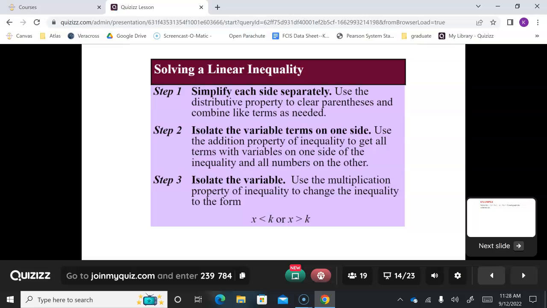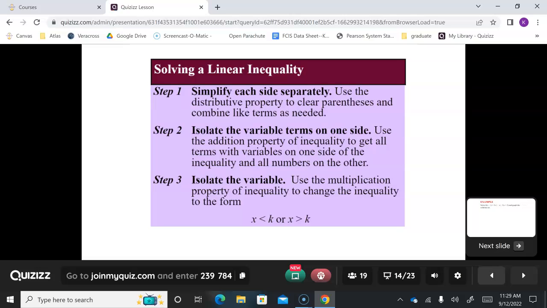Now, these are the same steps when we're solving a linear equation. Cancel out fractions if we can by multiplying by the LCM. Distributive property gets rid of parentheses. Get your variables to the same side by using addition or subtraction. Move your constants to the other side by using addition and subtraction. Divide by your coefficient to get your variable isolated. And then just check, did I divide or multiply by a negative? If so, flip your inequality.